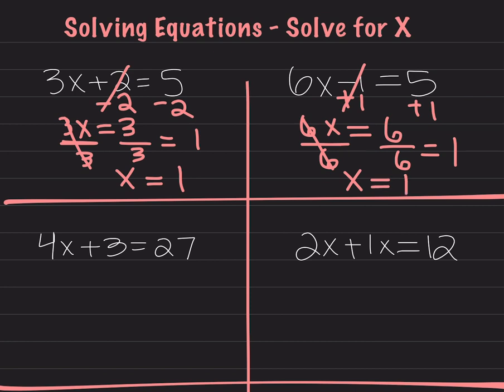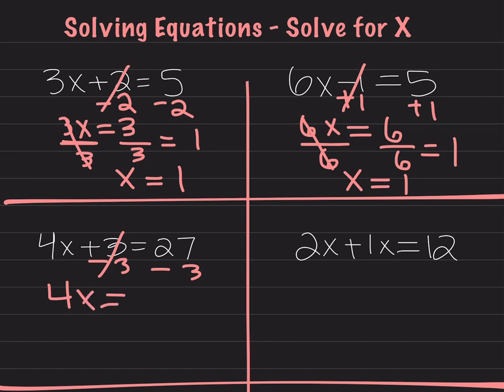Next, I have 4x plus 3 equals 27. So all I have to do is take this 3 and subtract it over on the other side. 3 minus 3 is 0. We can cross that out. 27 minus 3 is 24. So I have 4x equals 24.